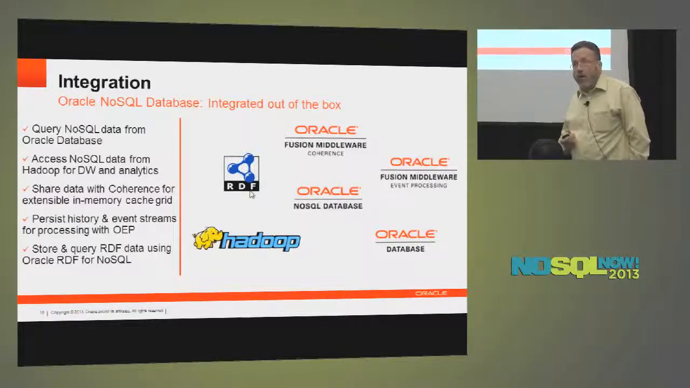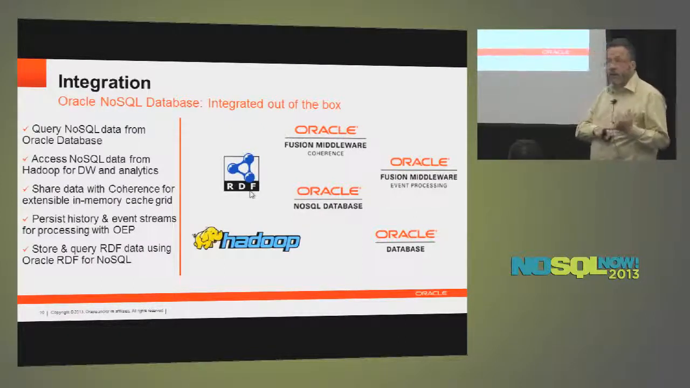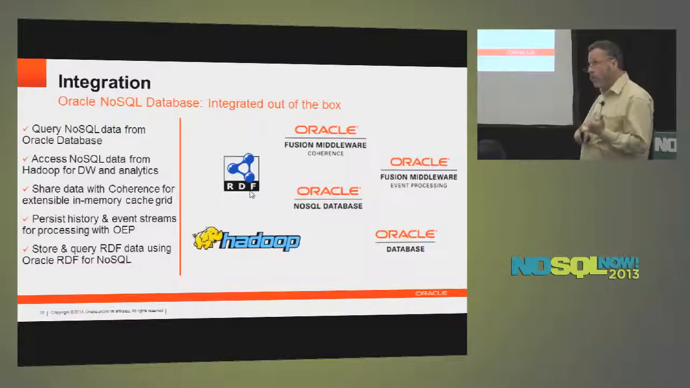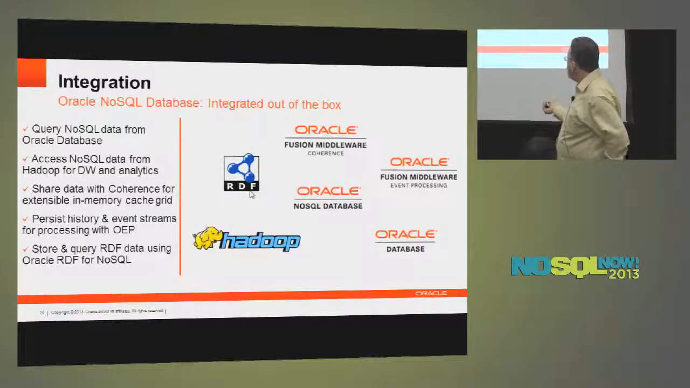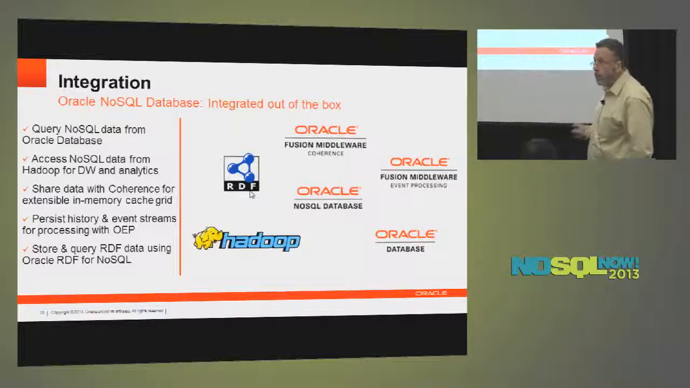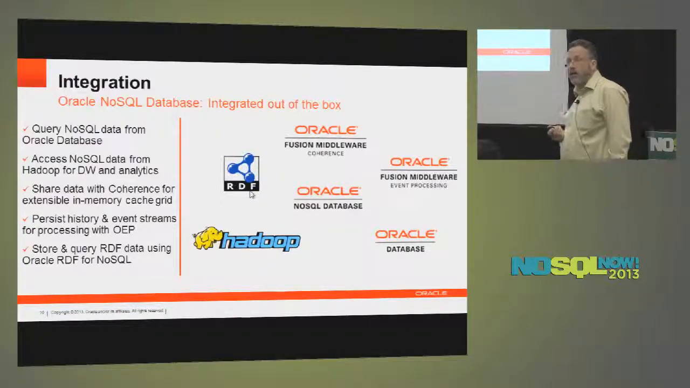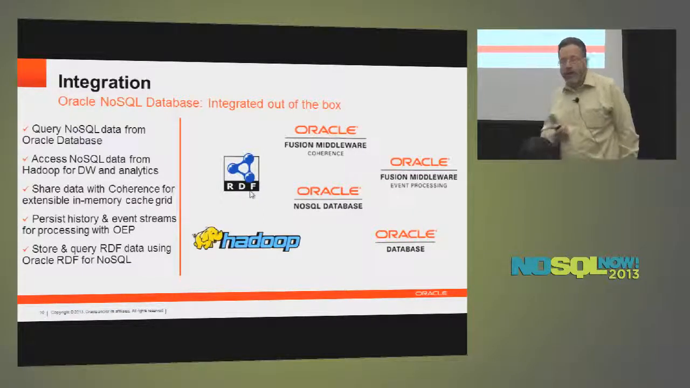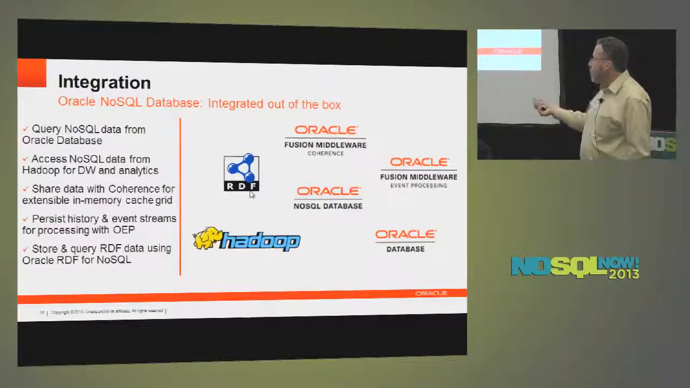And out of the box, we have three different integration points with the Oracle database. You can load data via the Oracle Loader for Hadoop, so you can bulk load data into the Oracle database if you need to. You can use the Oracle external tables to issue SQL queries in the Oracle database, which access data that's stored in NoSQL. And in 12c, you can write Java stored procedures in the Oracle database that directly access data that's stored in NoSQL. So you can dynamically pull it back for a given query as well. That's kind of our integration story at the back end.